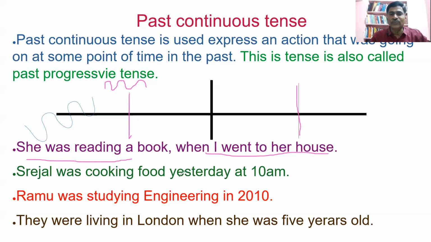Srejal was cooking food yesterday at 10 a.m. She was cooking. Time is mentioned here with this cooking verb; in the earlier one, time is not there. So in this one, time is there.